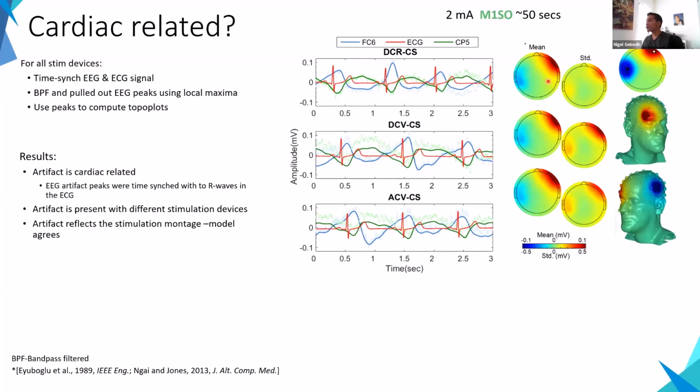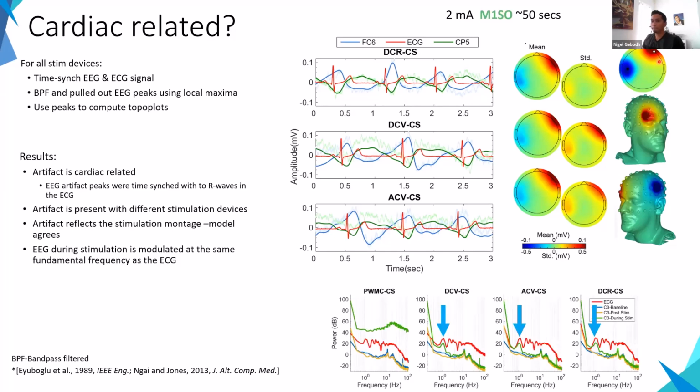And when you average all these peaks of the artifact, it strongly reflected the stimulation montage that we were using, which was the M1SO montage. And we were able to get the model to reflect these artifactual changes, the artifact topography, by changing the scalp conductivity by 0.3%.